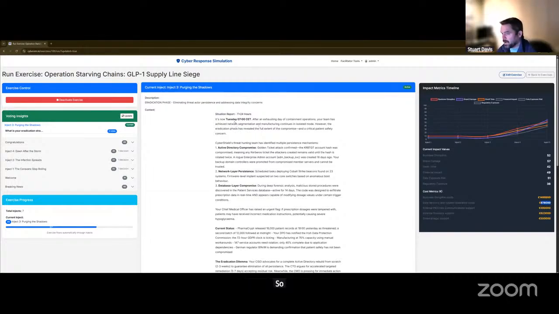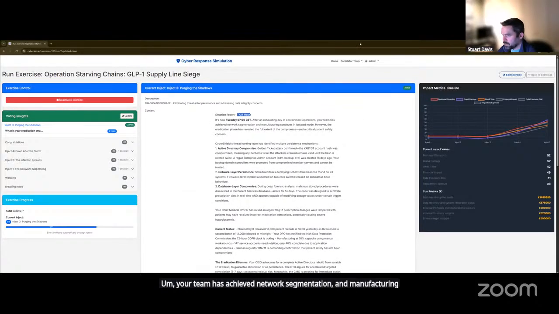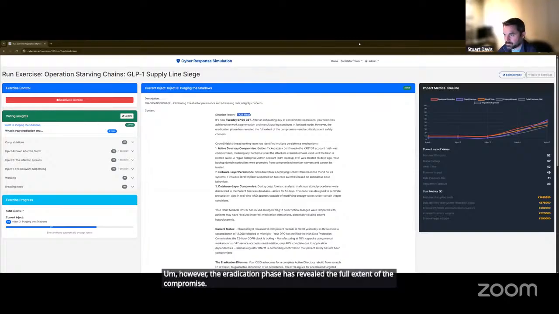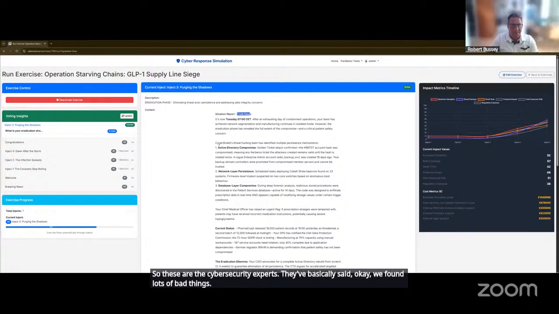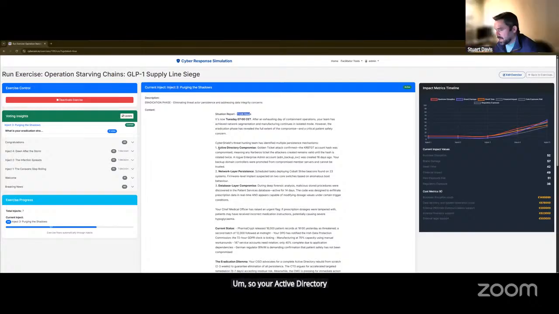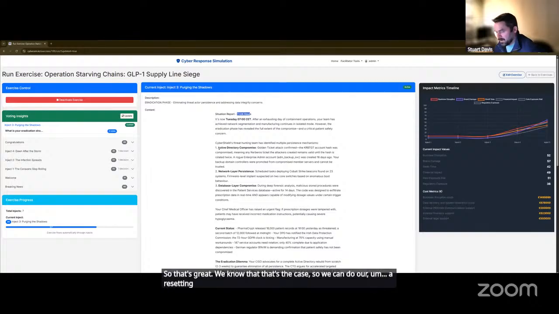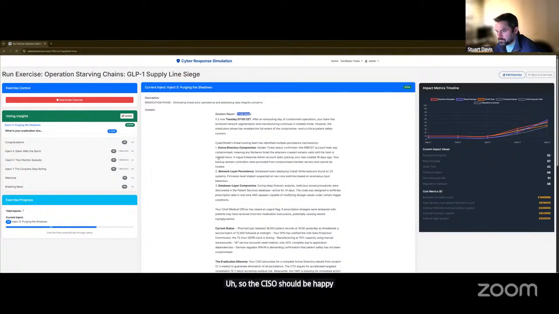So it's Tuesday, T plus 24, so fully day. Everyone's exhausted. Your team has achieved network segmentation and manufacturing continues in isolated mode. However, the eradication phase has revealed the full extent of the compromise and a critical patient safety concern. CyberShield's threat hunting team, so these are the cybersecurity experts, they've basically said, okay, we found lots of bad things. So your Active Directory really had a full compromise there. So that's great. We know that that's the case, so we can do our resetting of passwords. So the CISO should be happy about that.